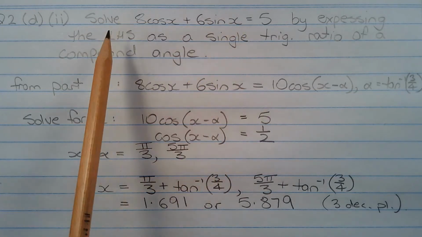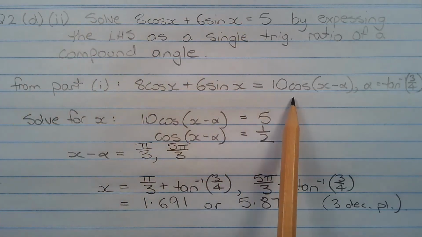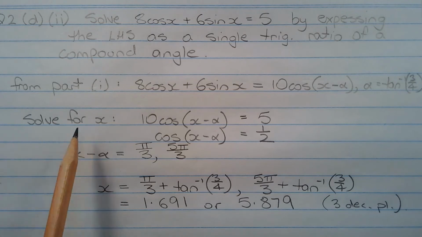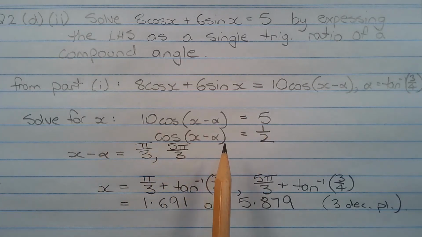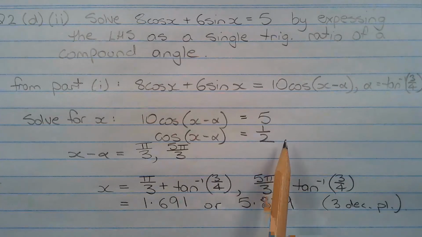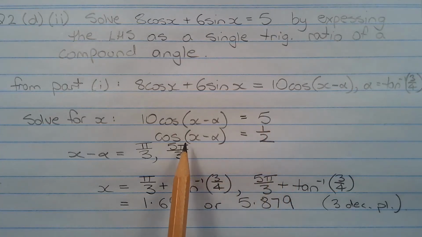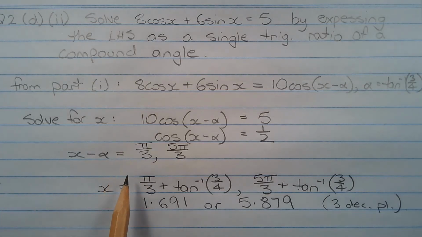So replacing the left-hand side of the equation with 10 cos(x minus alpha), we solve for x: 10 cos(x minus alpha) equals 5. Dividing both sides of the equation by 10, we have cos(x minus alpha) is equal to half. Now this is a positive ratio, which means the angle x minus alpha will be in quadrant 1 or quadrant 4. So x minus alpha is equal to pi over 3 or 5 pi over 3. We get that by taking the inverse cos of both sides.